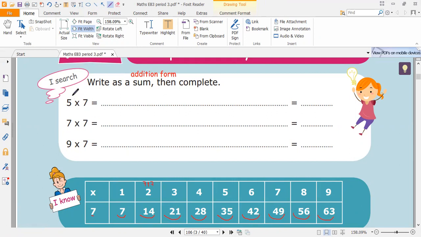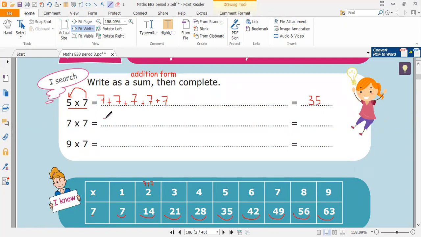Now, let's do this exercise. 5 times 7 means 7 repeated 5 times. So I'm going to write 7 five times. 7 plus 7 plus 7 plus 7 plus 7. This is the addition form. Now the answer of 7 times 5 is 35.